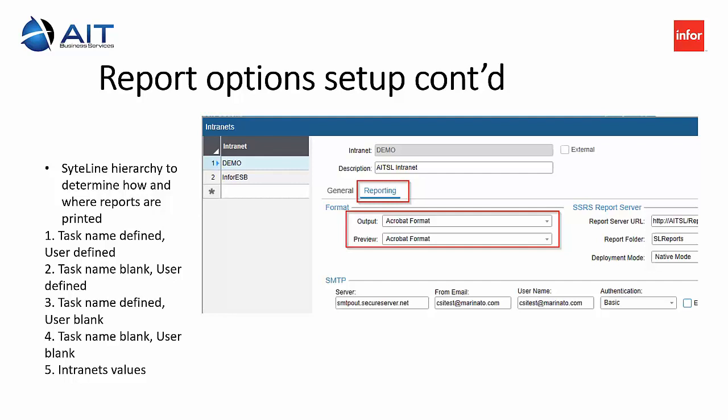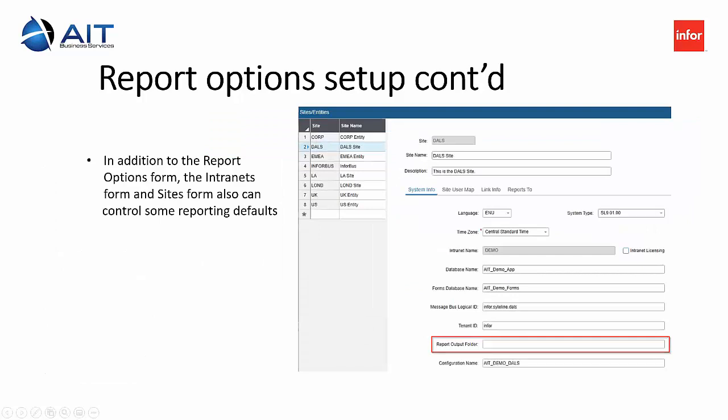Third, the system will look at records that have a task name defined but no user. These are what we could call global options that would apply to all users in the system. Then we have records with no task name and no user. And lastly, the system will default to the intranet values seen here for formatting.